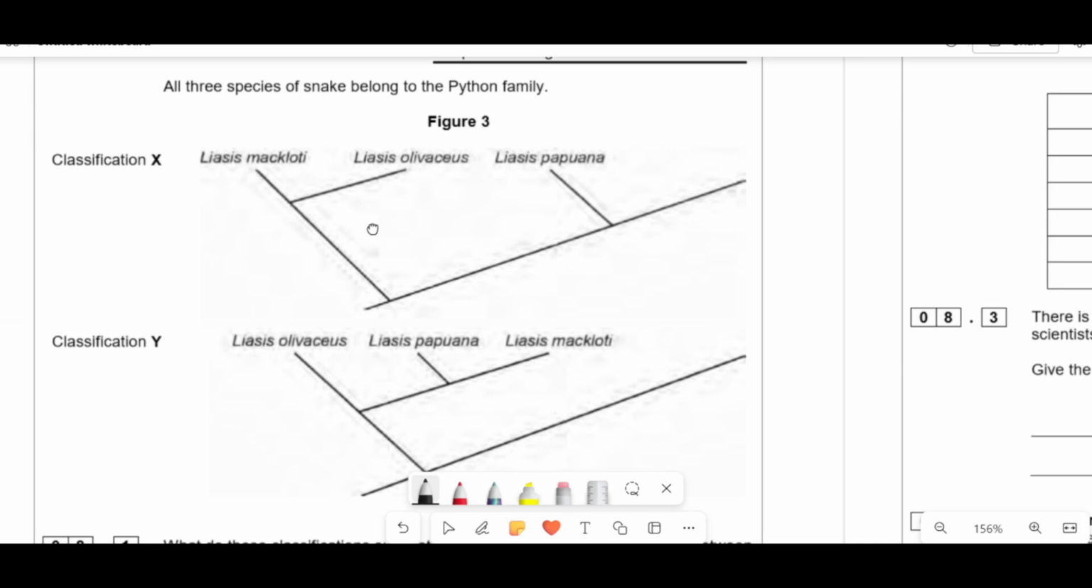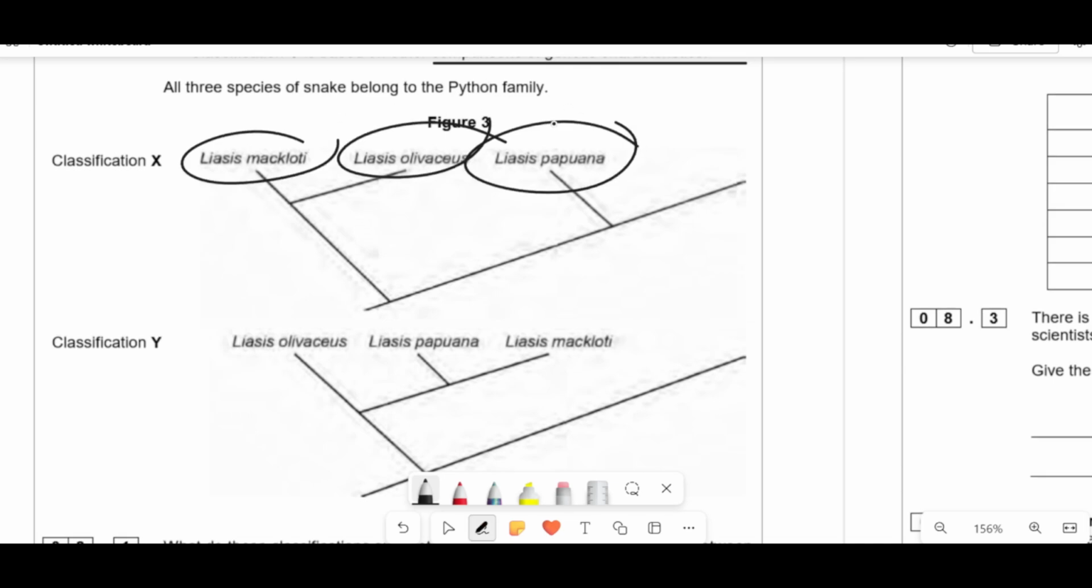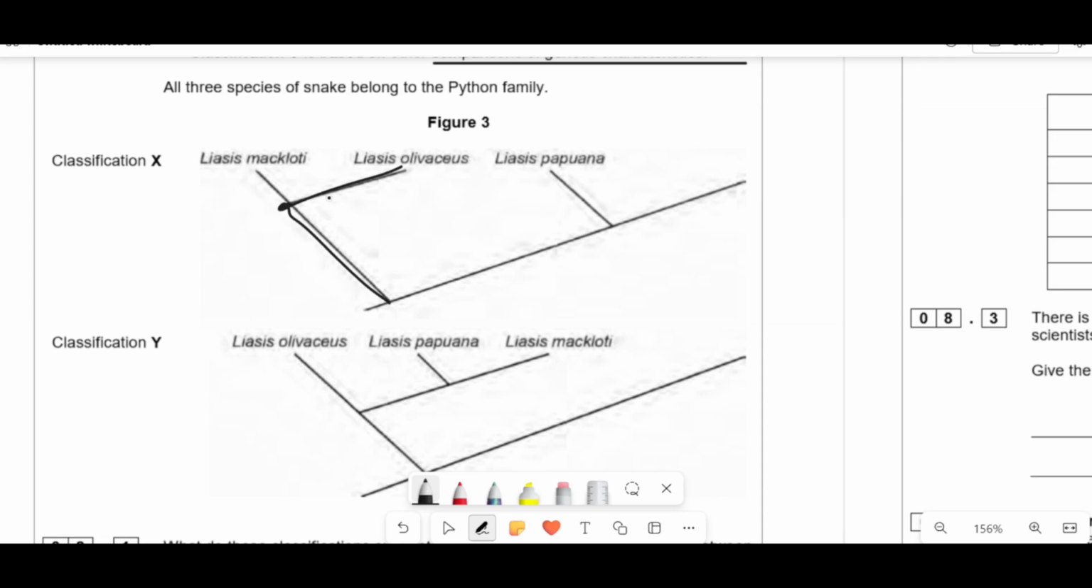So X versus Y, we can see here, here, and here. Right? These 2 came from this, which both came from this, and this split into these, the ancestor that becomes these 2, and this split into something that becomes this.